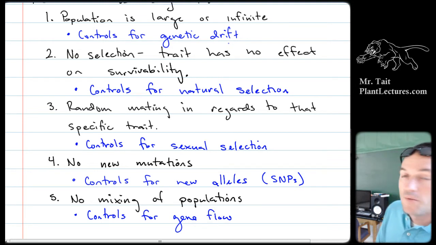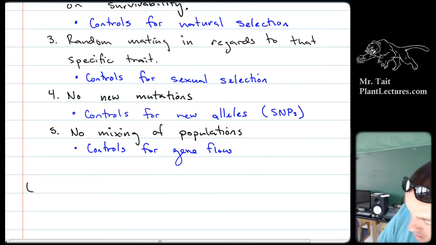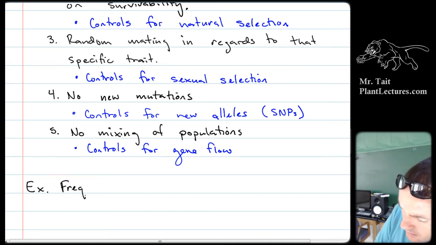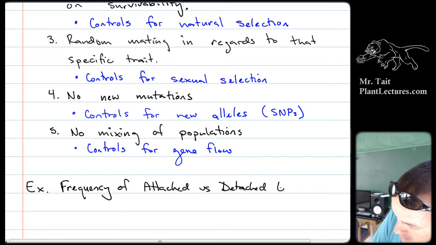Okay, so there are actually a couple of alleles for the human population that are, for the most part, in equilibrium. And so we're going to do an experiment right now with one of those. Okay, so in this class we're going to do an experiment, and our experiment is going to be the frequency of attached versus detached earlobes.